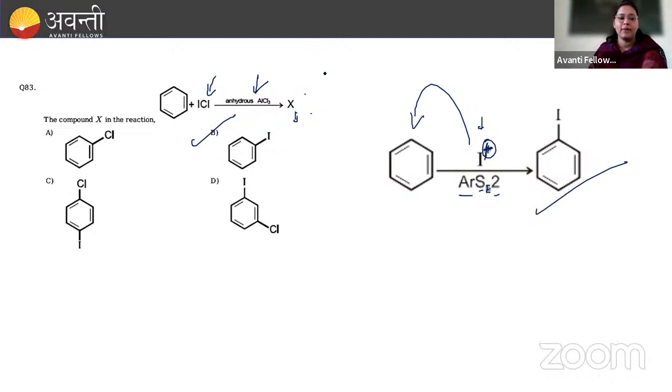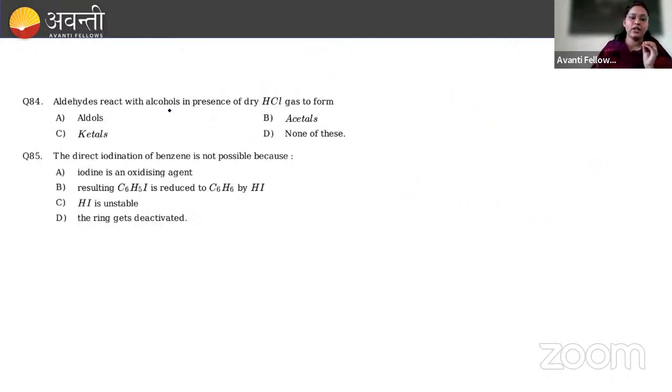Yes, everyone? Yeah. Next, aldehyde reacts with alcohol in presence of dry HCl gas to form aldones, ketones, acetals, none of these. So you know aldehydes, H, CO, H. Okay, I will write here CH3. This is our aldehyde molecule. It reacts with alcohol, that is ROH molecule, and it forms which type of compound? Aldehydes form करते हैं, ketones form करते हैं, acetal form करते हैं, या कुछ भी नहीं form कर सकते.